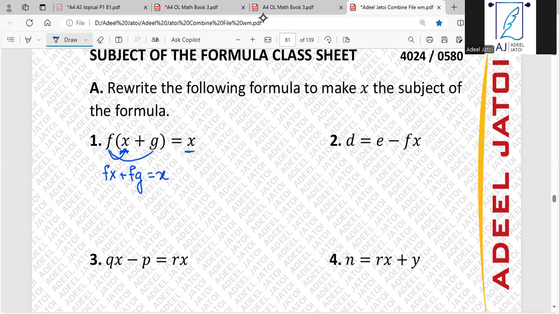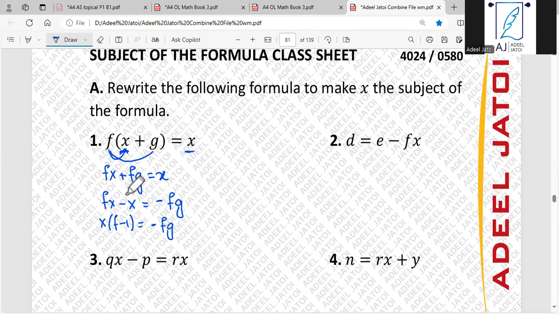So on the other hand, you have this x and this x. With respect to this and this, we can have this particular x on this side and fg can come on this side. So that means fx minus x is equal to minus fg. Now we can see 2x. If I see 2x, I can take x as common. So if I take x as common, I'll be left with f minus 1 minus fg.